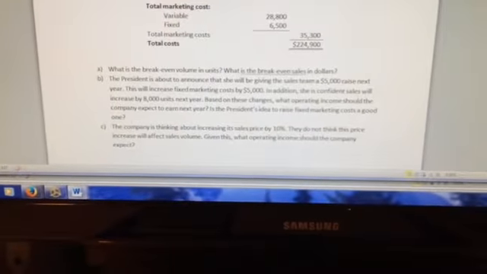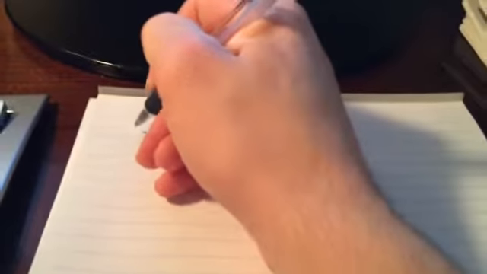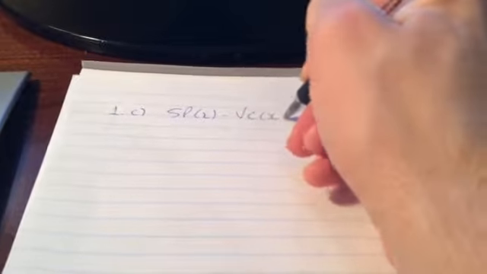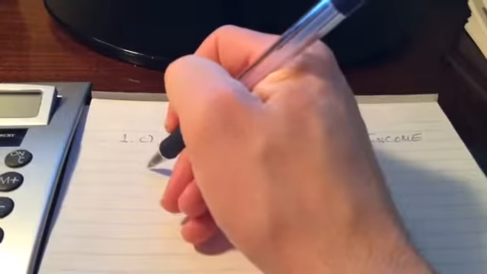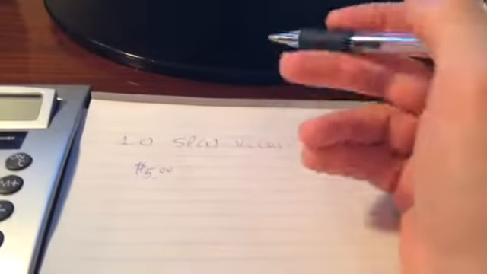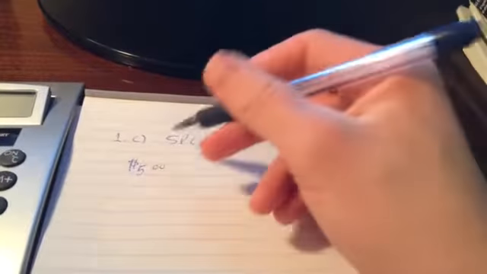So let's start with that formula again. 1C. And we're making it equal to income. Now, the question says that the sales price is going up by 10%. So we know that the sales price at the moment is $5 a unit. So we have to figure out what a 10% increase will be to the $5 a unit price.